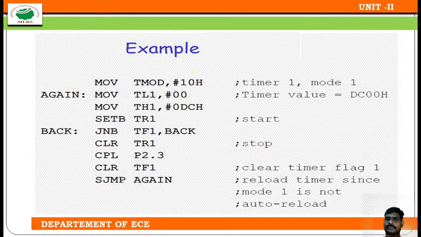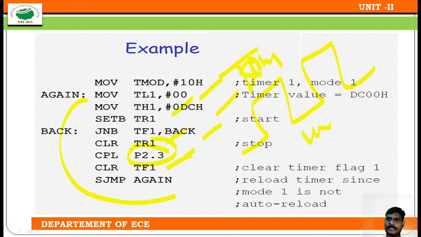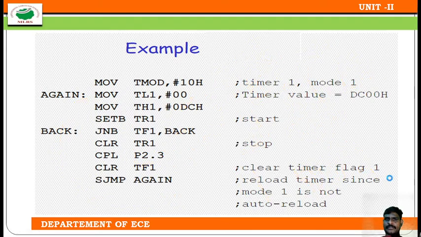So in this program: mode 1, Timer 1, TL is 00, TH is DC, setting the timer bit. Then checking for the overflow flag. Then clearing the timer bit when the overflow flag comes. Then complement your output; here I am taking port 2.3 as an example. Then clear the flag and repeat, so that it generates 10 milliseconds, 10 milliseconds, so that it generates 50 hertz frequency.